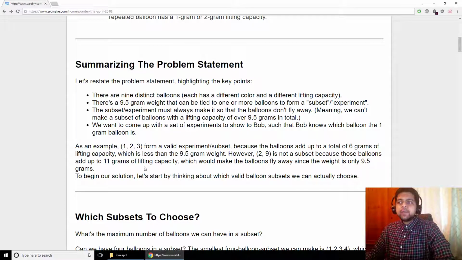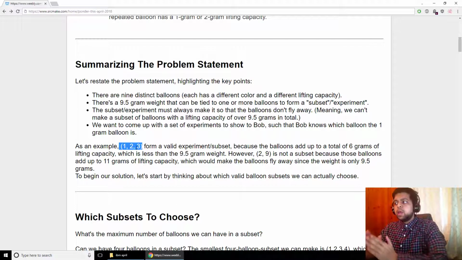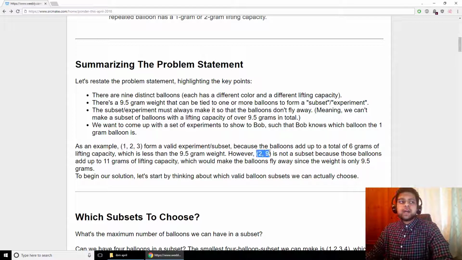So as an example of subsets we can choose the 1, 2, and 3 gram balloon. We can put them together to form a subset of experiment because those add up to 6 grams of lifting capacity, which won't weigh our 9.5 gram weight up. It'll stay down. But 2, 9 is not a valid subset because those balloons add up to 11 grams of lifting capacity, which will weigh the subset/weight up, and that is not good. So we can't choose that.